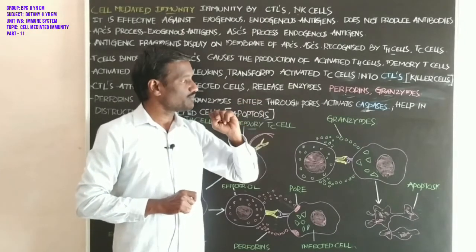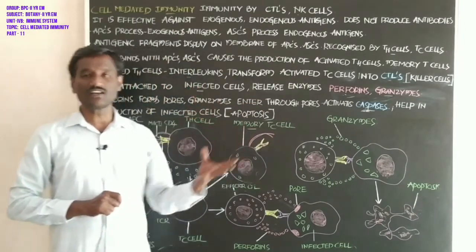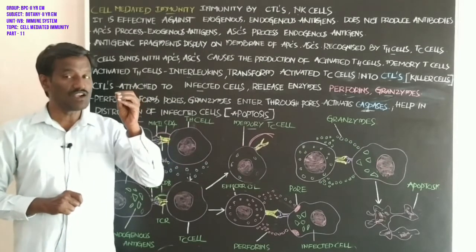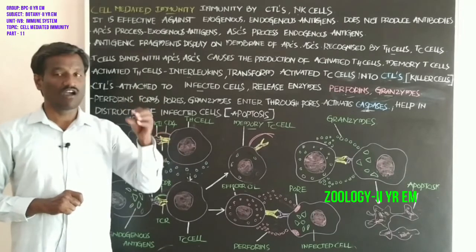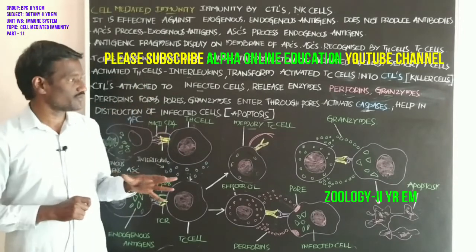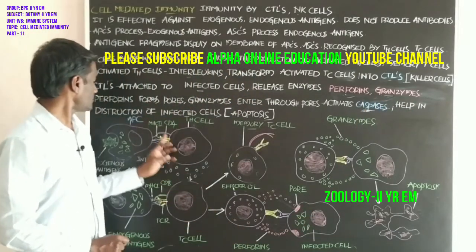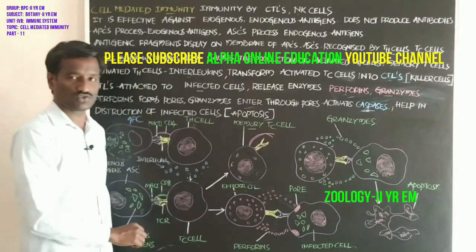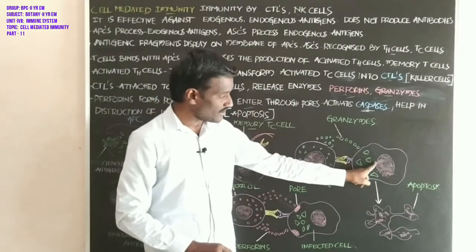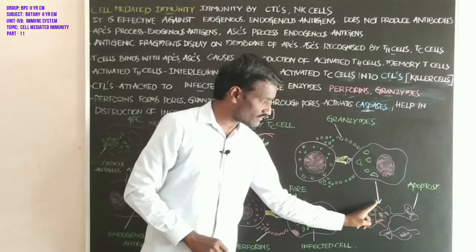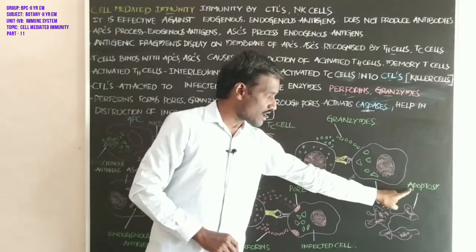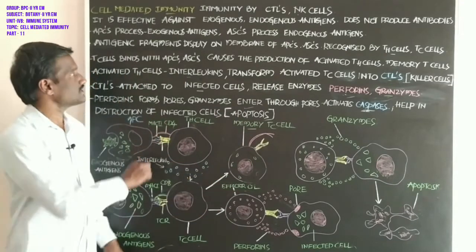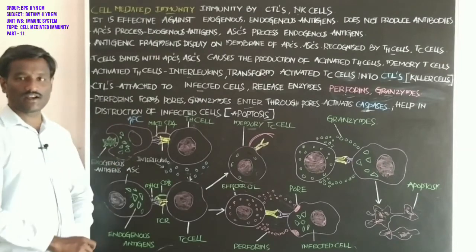Finally, it leads to the destruction of the cell, or programmed cell death. It helps in destruction of the infected cell, which is also called apoptosis. Apoptosis means the dying of the infected cell. Okay, that is about cell mediated immunity.